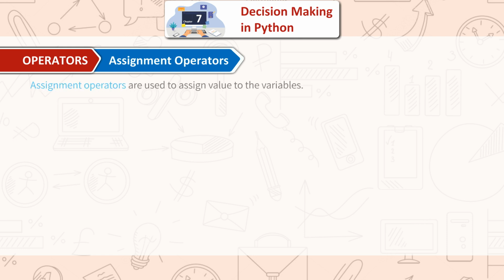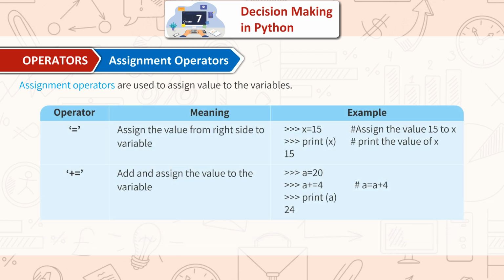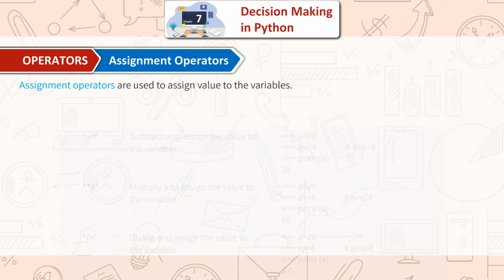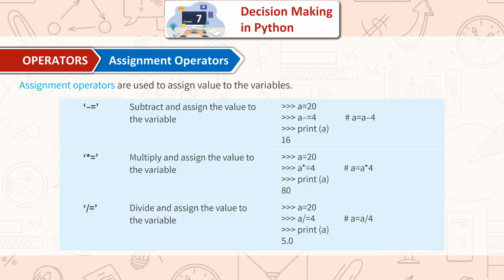Assignment operators. Assignment operators are used to assign value to the variables. Operator, meaning, example. Assign the value from right side to variable. X is equal to 15 assigns the value 15 to X. Print X prints the value of X, 15. Add and assign the value to the variable. A is equal to 20. A plus equal to 4 means A is equal to A plus 4. Print A, 24.